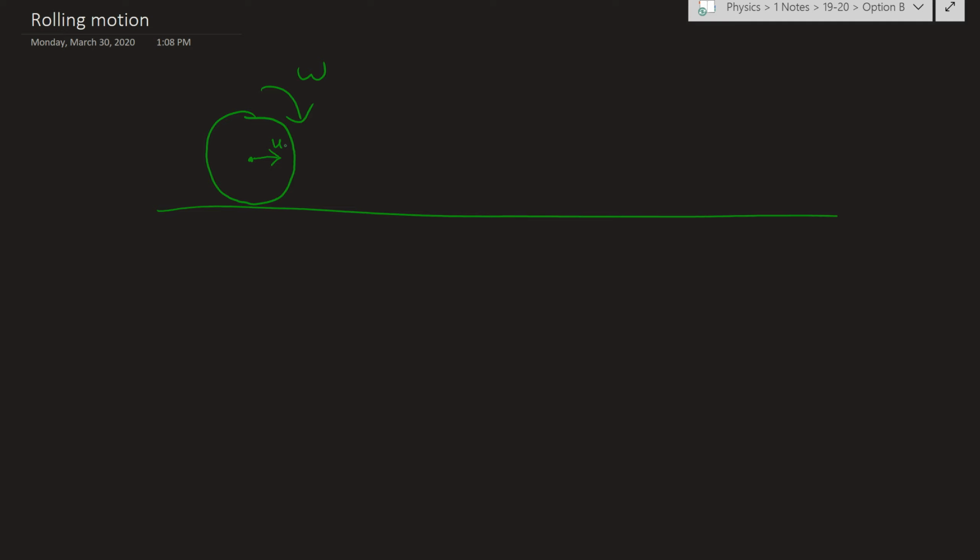If the center of mass has that velocity, then the overall object is making that progress along the ground. So if u were 10 meters per second and this wheel rolled for 1 second, it would have moved 10 meters. So center of mass velocity tracks the object as a whole, and that's basically the velocity we've always been talking about. We just never called it center of mass.